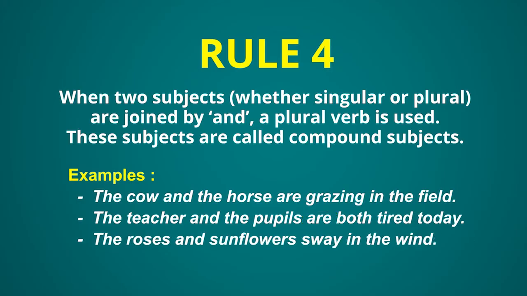And lastly, if we have the roses and sunflowers sway in the wind, our subjects are roses and sunflowers. And we know that that is a compound subject. Therefore, our verb must be plural, and so we used sway. So boys and girls, here we must remember that when two subjects are joined by and, we use a plural verb. So let's try an exercise.